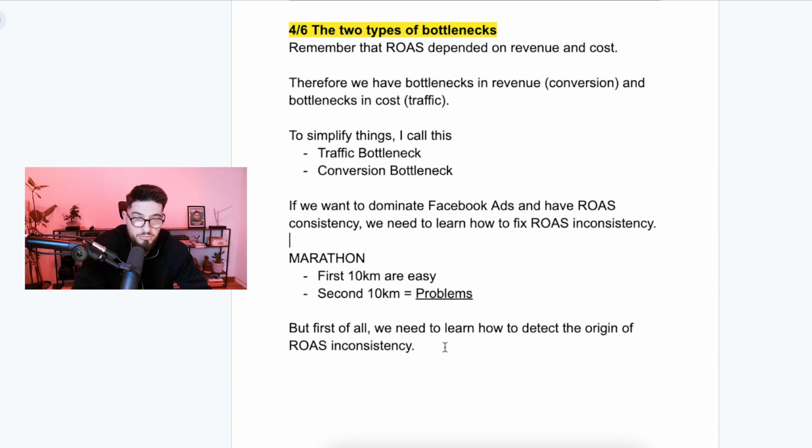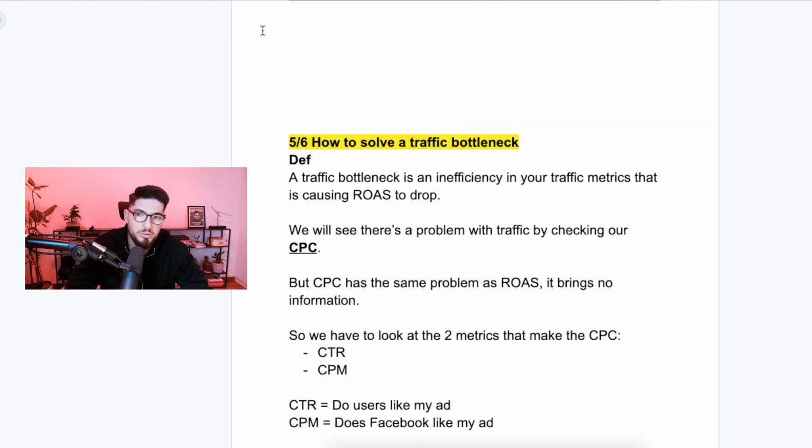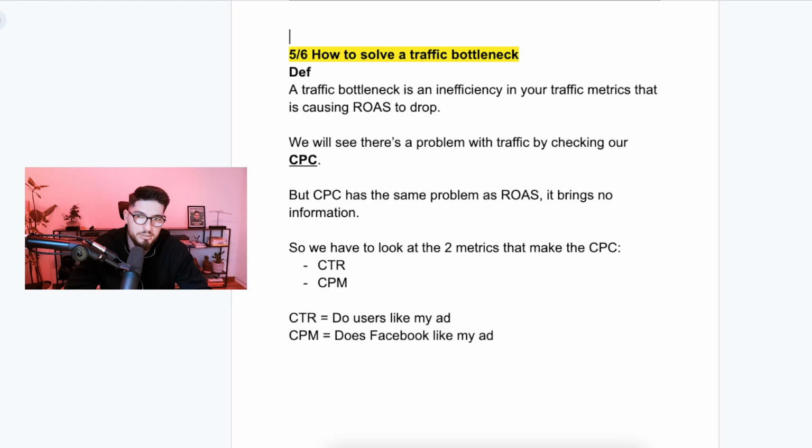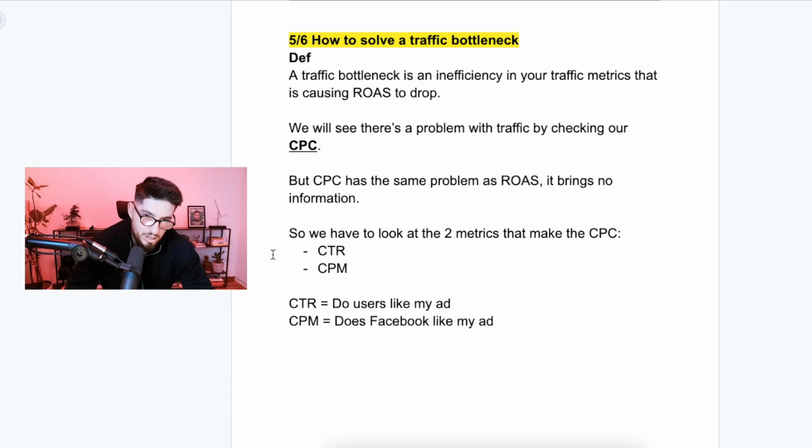So yeah, first of all, identify the origin of the ROAS inconsistency, the bottleneck, and second, fix it. So how to solve a traffic bottleneck? This is going to be the first type of bottleneck. Let's see it. As a definition, a traffic bottleneck is an inefficiency in your traffic metrics that is causing ROAS to drop. So the ROAS is going down because I have a problem in my traffic metrics.